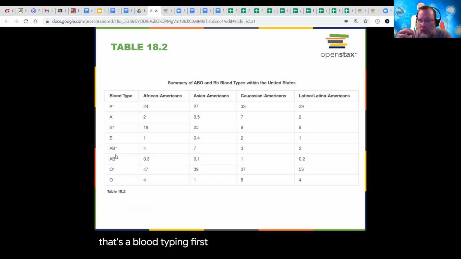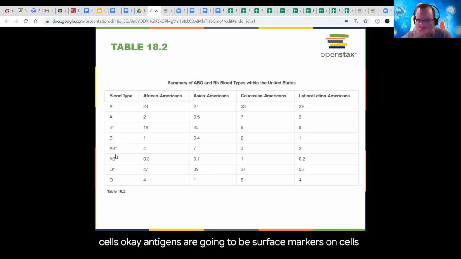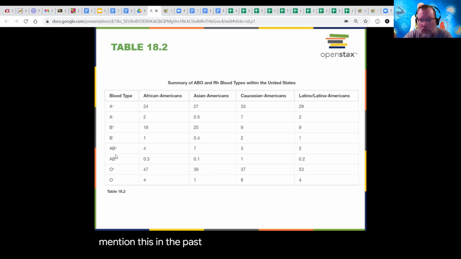Blood typing, first of all, deals with the presence of what are called antigens on the surface of red blood cells. Antigens are surface markers on cells, not just red blood cells, but all cells. We've maybe mentioned this briefly in the past when we were studying cell membranes and cell transport and communication mechanisms. And so antigens are little markers on the surface of cells, and they help with communication.